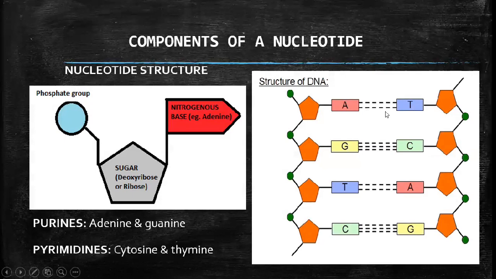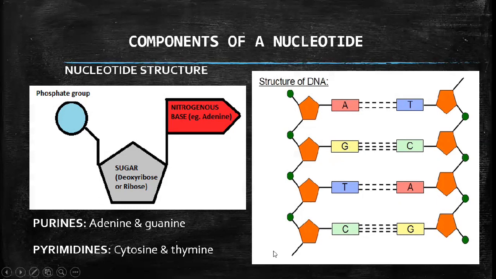And also what I want you guys to bear in mind, or something that you must know, is that between your adenine and your thymine, we only find two weak hydrogen bonds. But for guanine and cytosine, we find three weak hydrogen bonds.